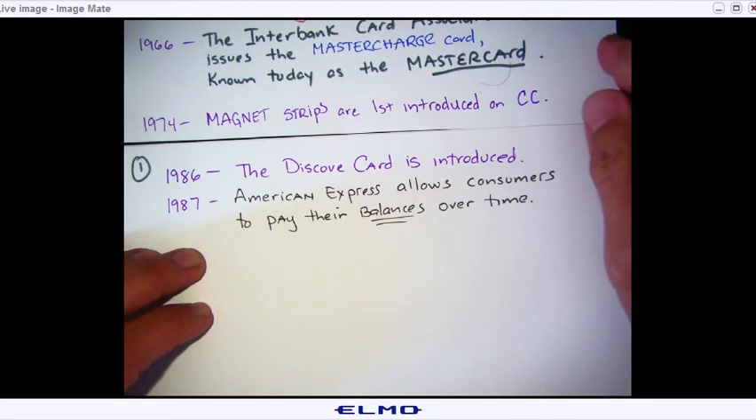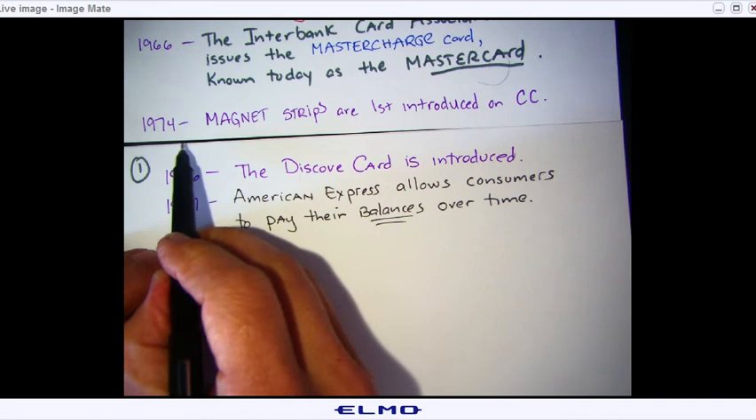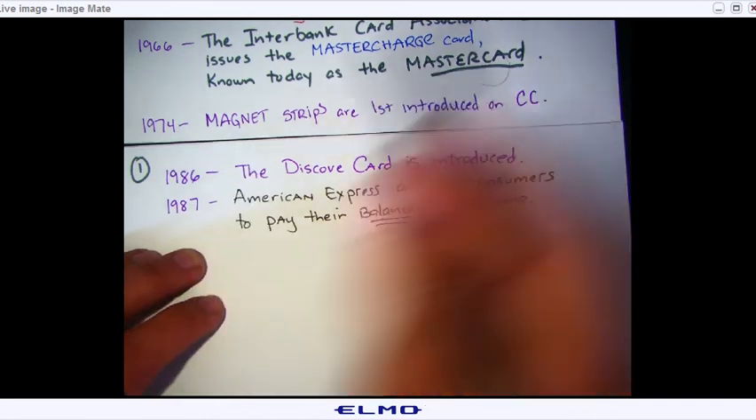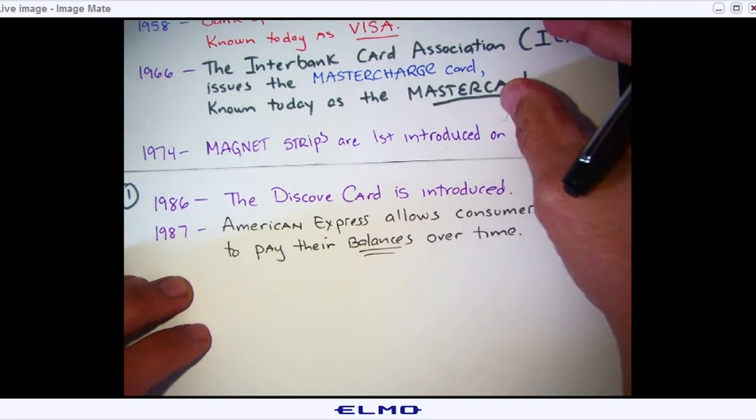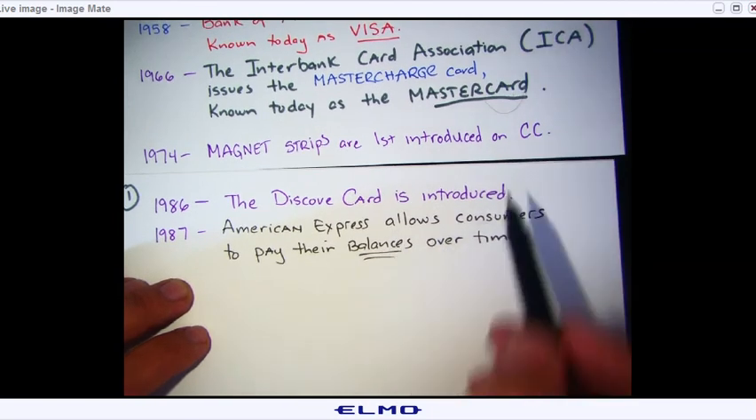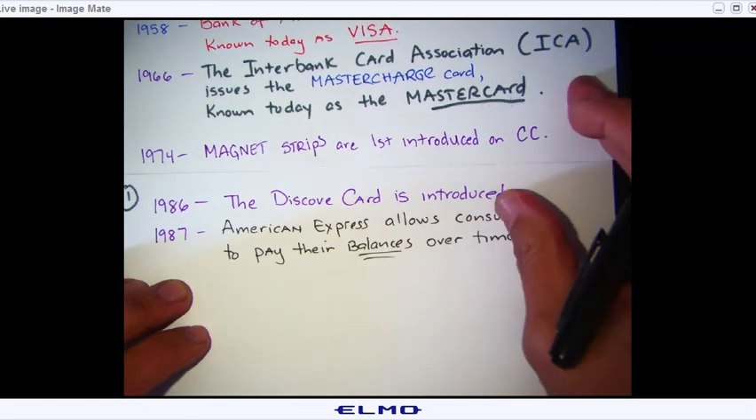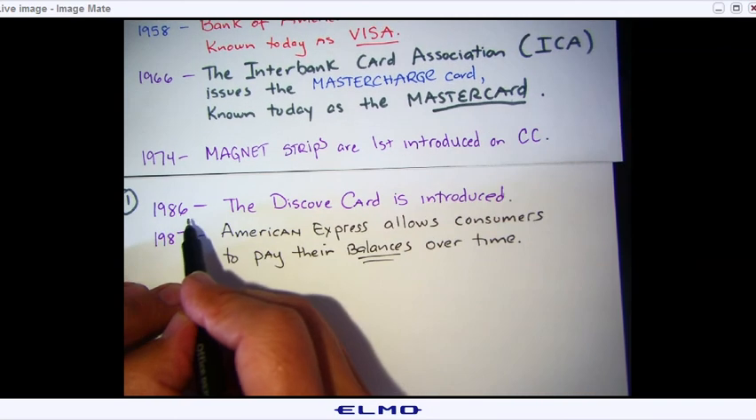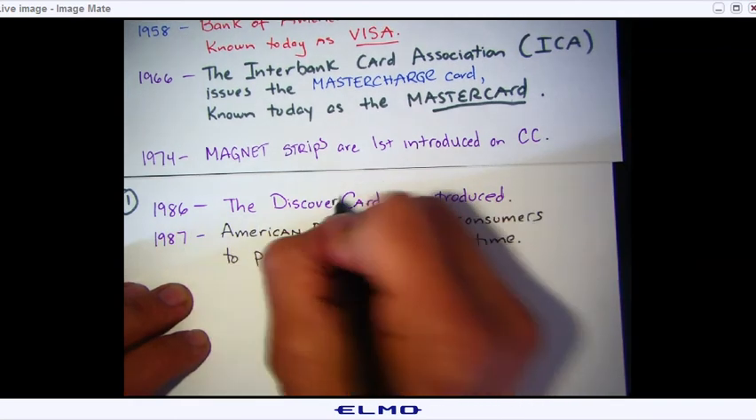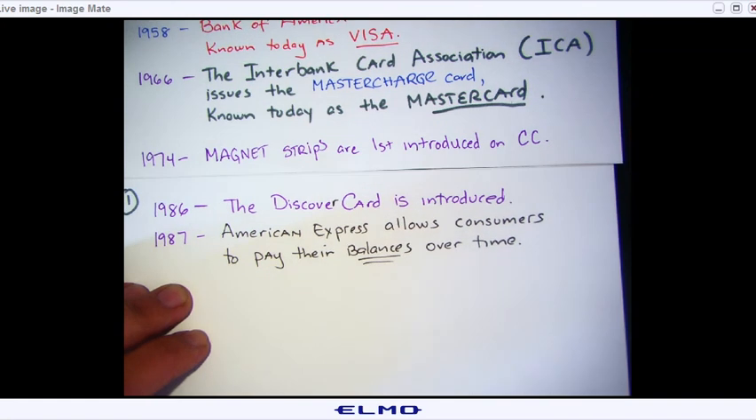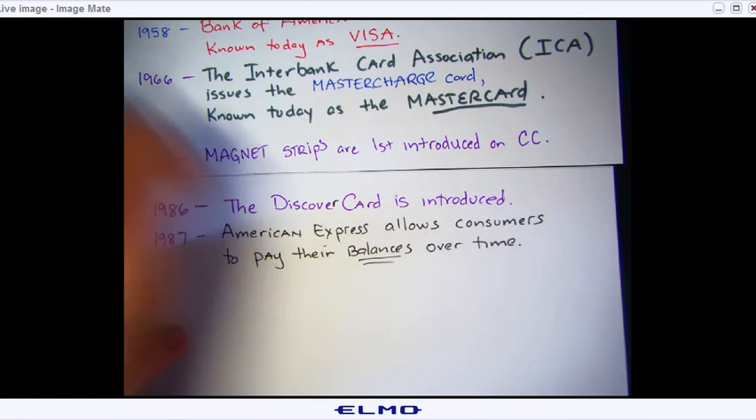Now continuing, in 1974, magnetic strips are introduced on credit cards. In 1986, the Discover card is introduced. In commercials, you'll probably hear, hey, the Discover card. Now, American Express, 1987, what happened? They allow consumers, all of us who use it, to pay their balances over time.